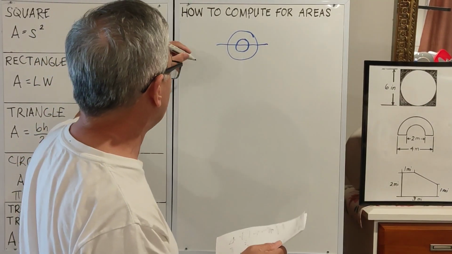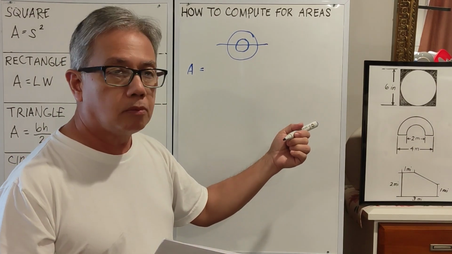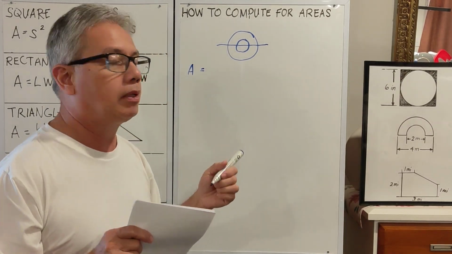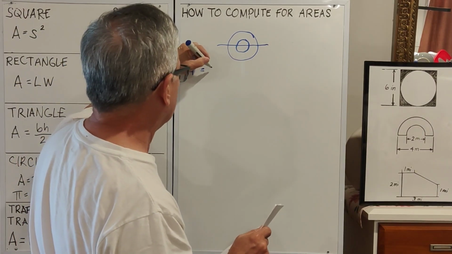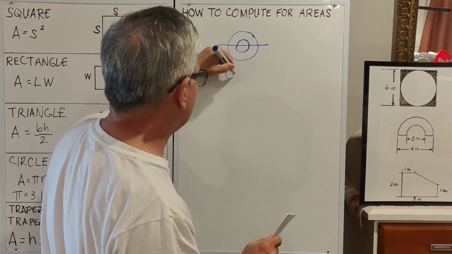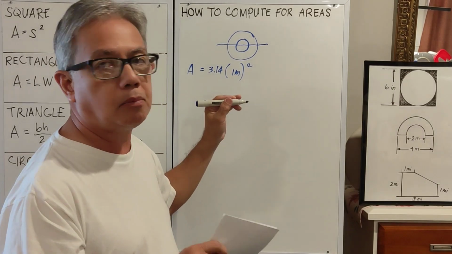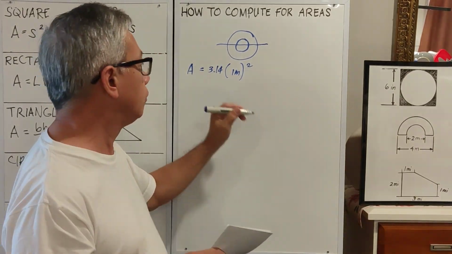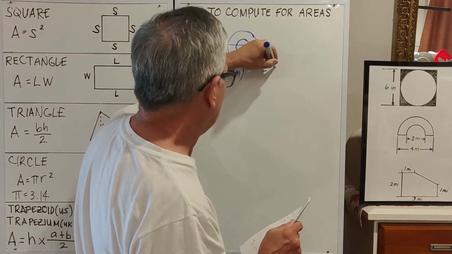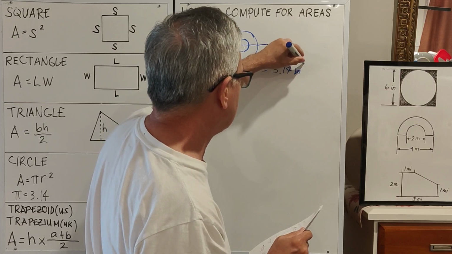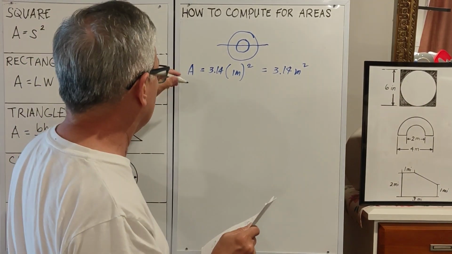smaller circle. So the area of the smaller circle will be, because the diameter is 2 meters, the radius will be 1 meter. So the area is 3.14 times 1 meter, the quantity squared. So 1 meter times 1 meter will be 1 meter squared. So this will become 3.14 meters squared.